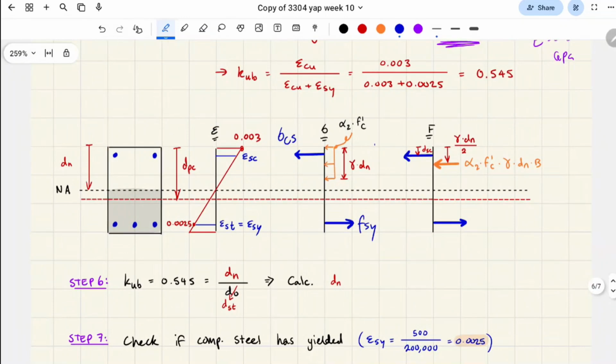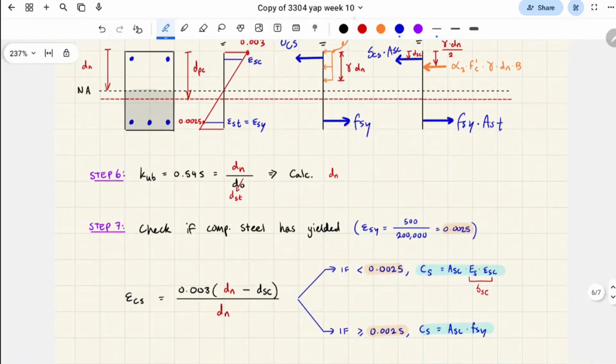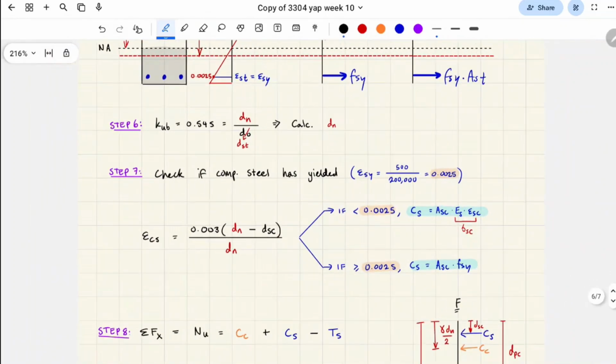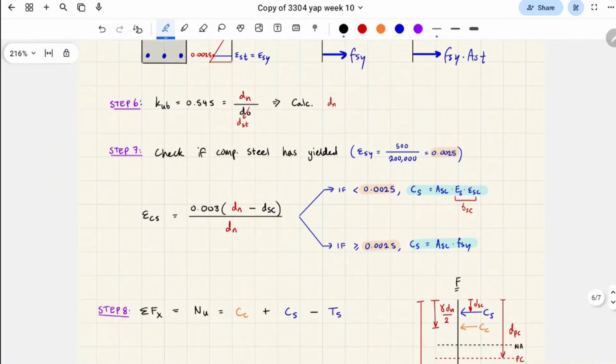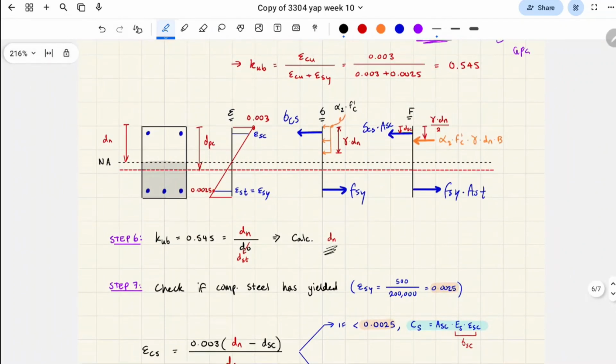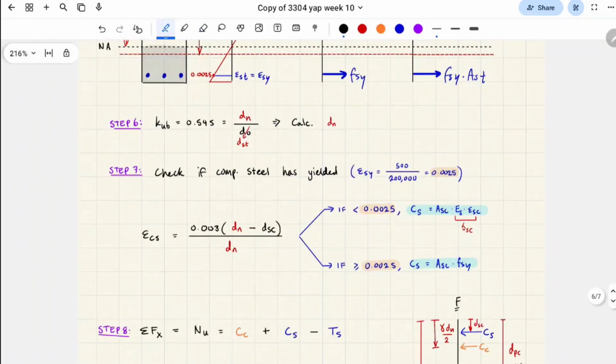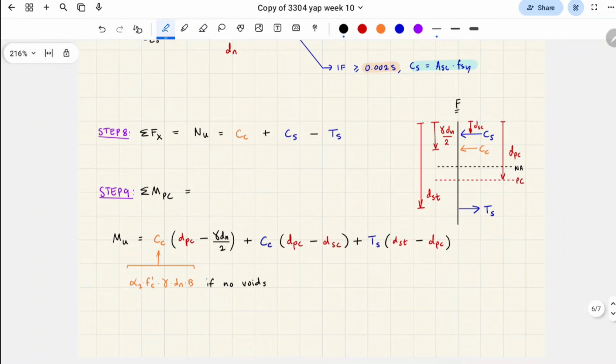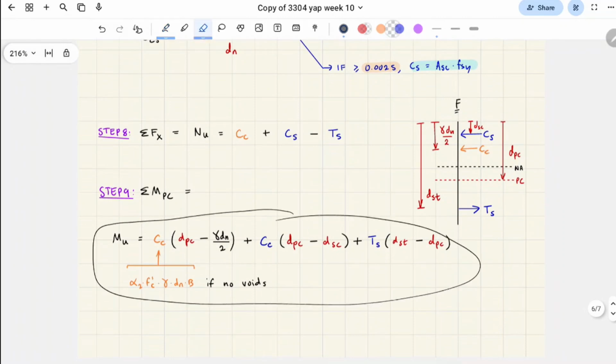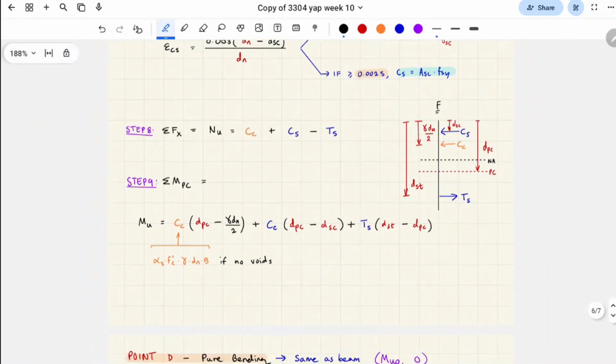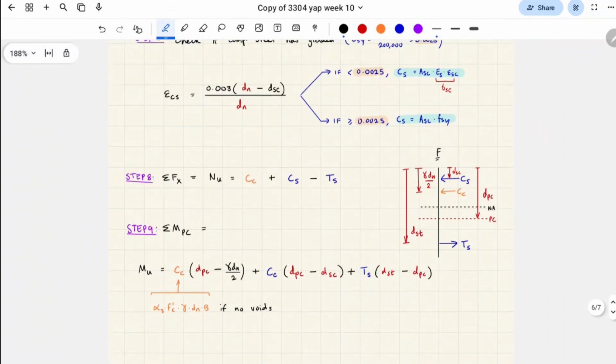Anyway, so we have sigma CS, ACS, ASC, FSY, AST. And then we need to find dn because dn is actually unknown in this stage, and we need it to solve for our moment equilibrium. Accounting for voids as well is quite annoying.